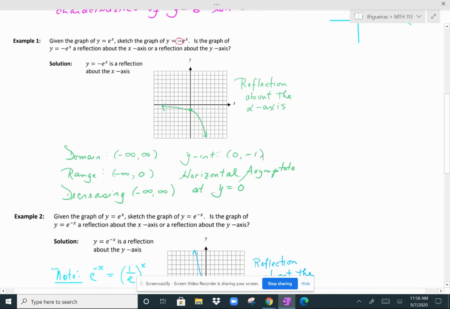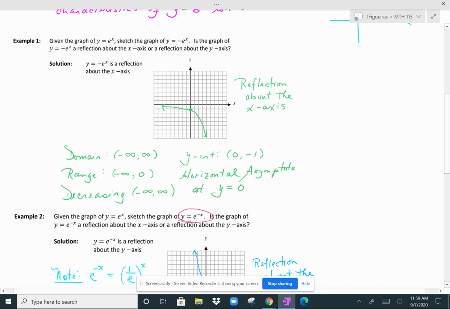All right, so notice that this next one is similar, but not the same. So we know what the graph of y equals e to the x is. That was the first one we did. But this time we want to sketch the graph of y equals e to the negative x. So this time the negative is in front of the variable, not in front of the base, the way it was in the previous example.